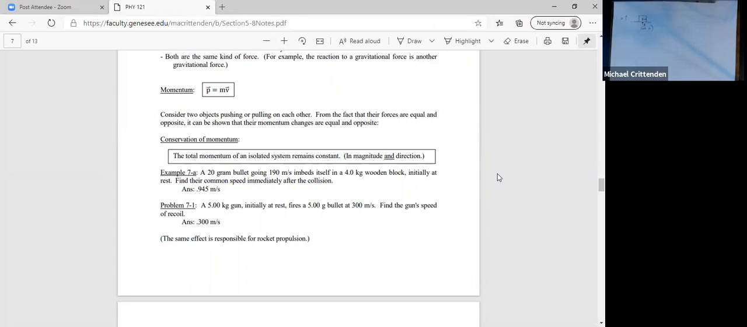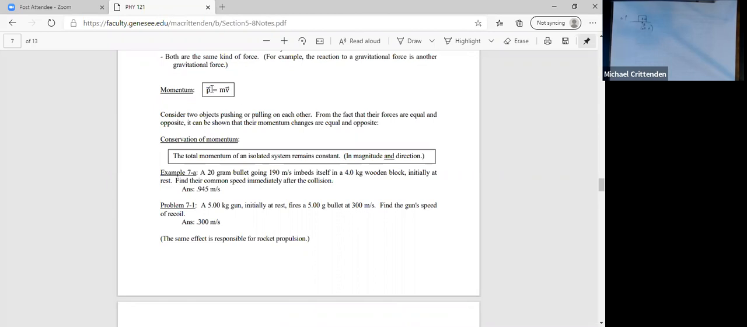So, definition, first of all. Momentum is mass times velocity. It's a little bit like kinetic energy in that it's determined by an object's mass and its velocity, but it's not quite the same thing. Kinetic energy is 1/2 mv squared. Momentum has no 1/2, and you don't square the velocity, so it's different that way.